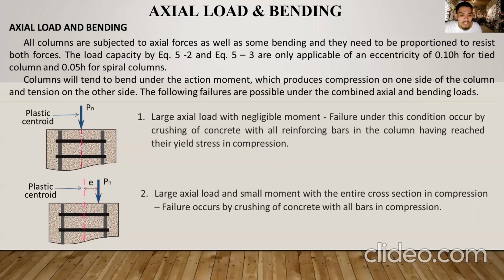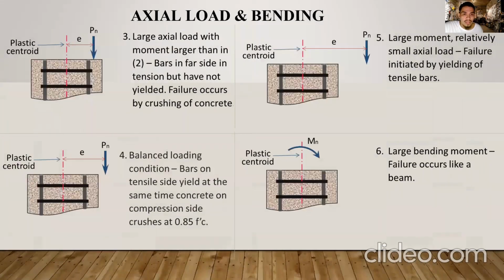Pangalawa is large axial loads and small moment with the entire cross-section in compression. Failure is by crushing of concrete with all the bars in compression. So, ayun. Yung dito naman sa pangalawa is wala naman siya sa center. Andun siya sa may gilid. Ganun din kasi mas maliit yung moment dito, pero ganun din. Nagkakaroon siya ng failure kasi nagkakaroon ng force, kinakrush niya yung concrete. Binibigyan ng compression lahat ng bars na nandun sa may column. Axial loads and bending.